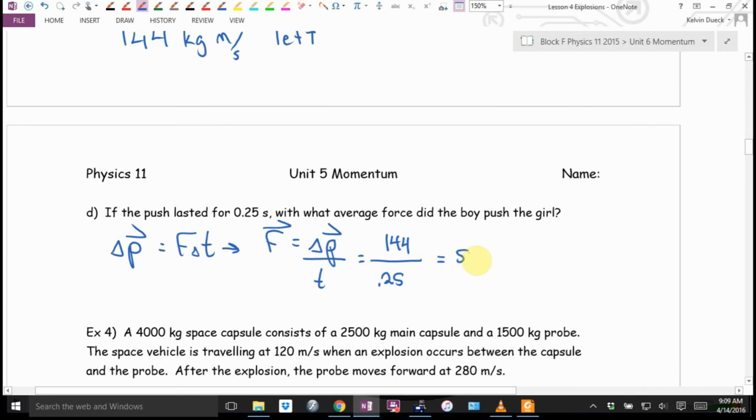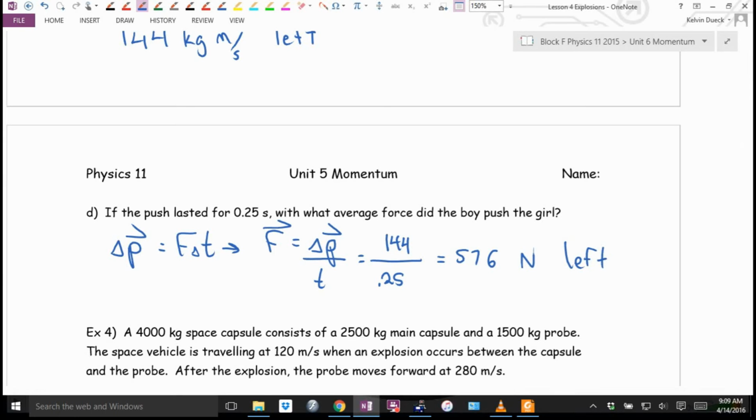You didn't give me any body language. I was looking at Andy. He never twitched. I was like, okay. 576 newtons. I can even add a direction. Which way did the boy push the girl? Left. They didn't really ask for a direction, but okay.